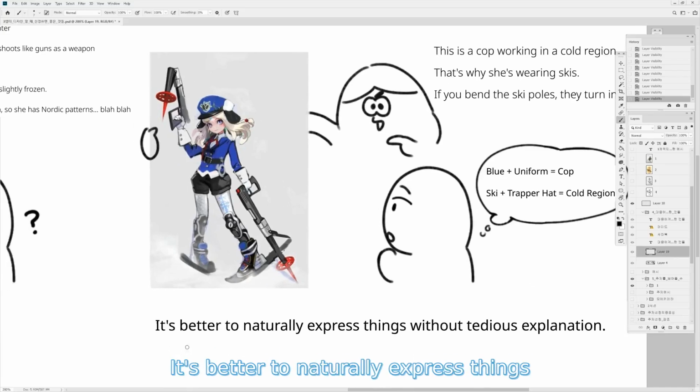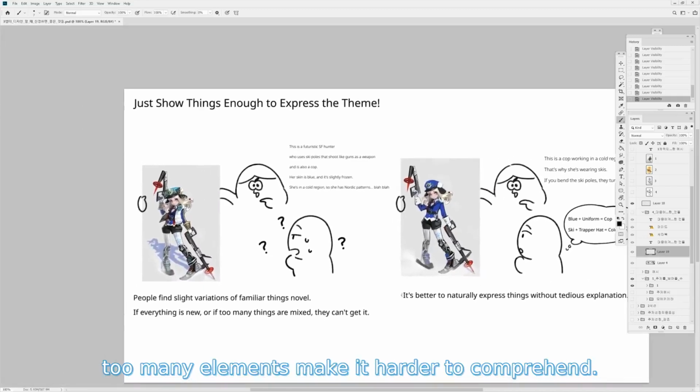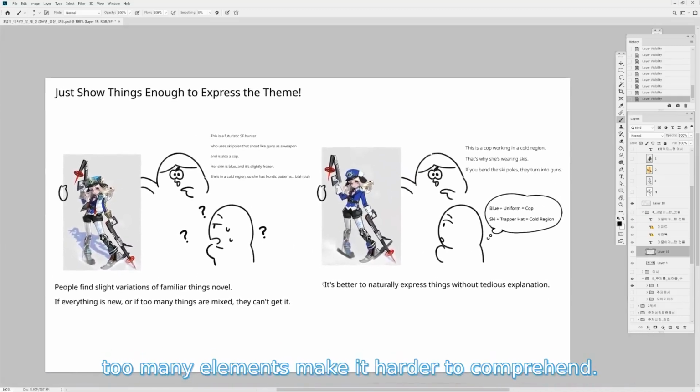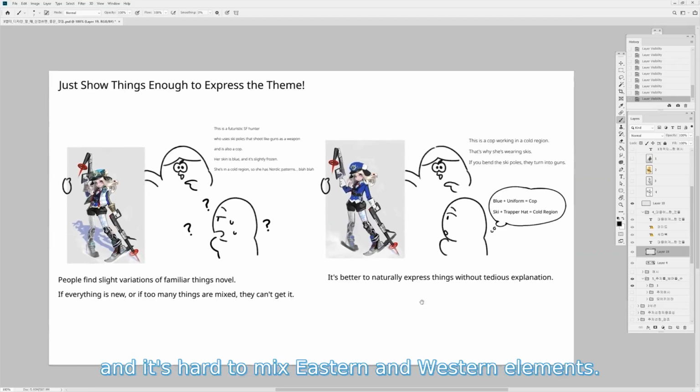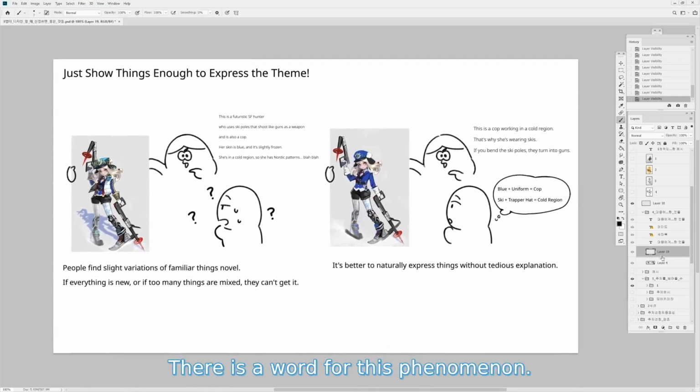It's better to naturally express things without tedious explanation. As you just saw, too many elements make it harder to comprehend. It's hard to show a hunter and cop simultaneously, and it's hard to mix Eastern and Western elements. You have to sort out the theme you want to show. There is a word for this phenomenon.